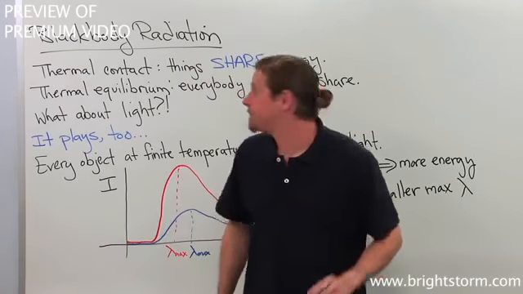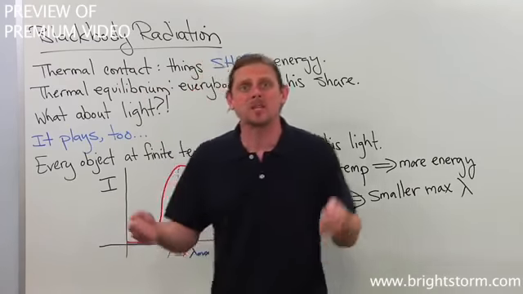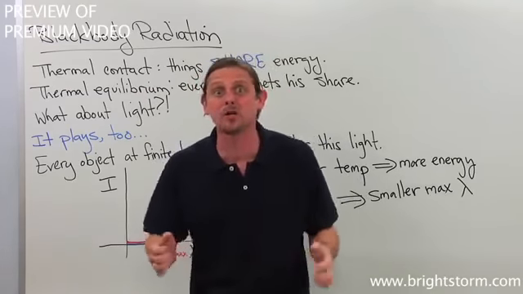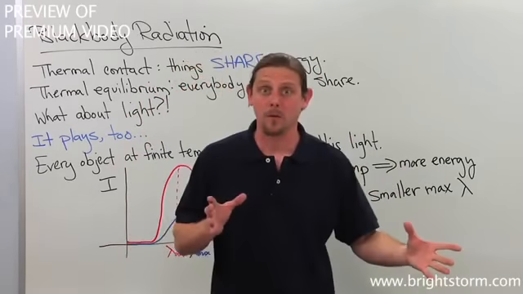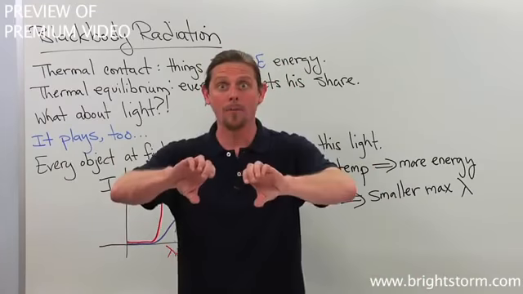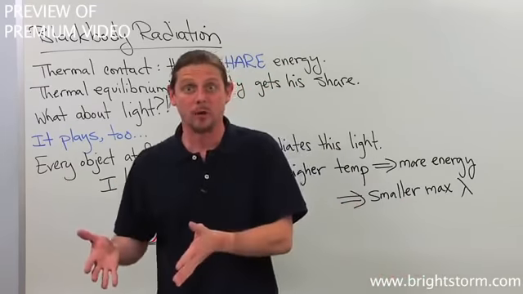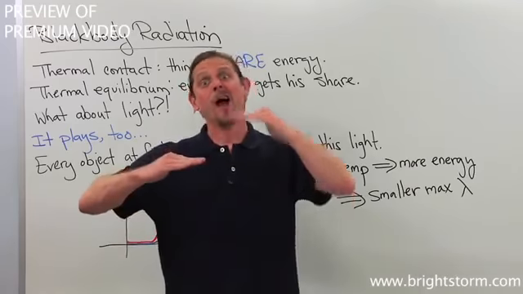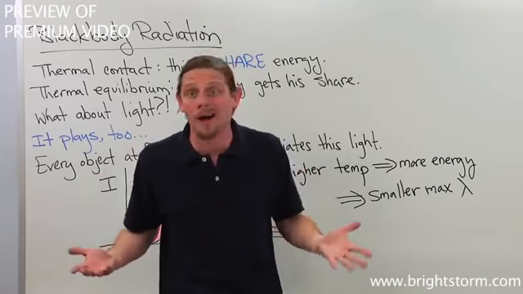So here's the idea. When things are in thermal contact, what that means is that they're bumping into each other, having collisions, and sharing energy. So if I've got a hot liquid and a cold liquid, and I pour them together, then the hot liquid is going to give some of its energy to the cold liquid. So the cold liquid will get hotter and the hot liquid will get colder until they're at the same temperature. And that's what thermal contact does.